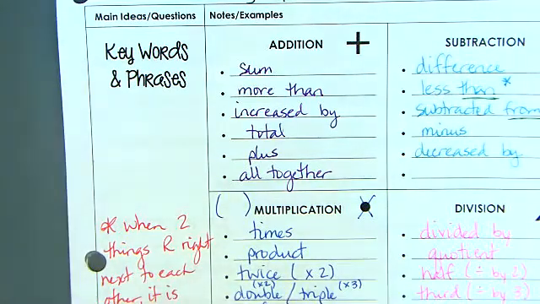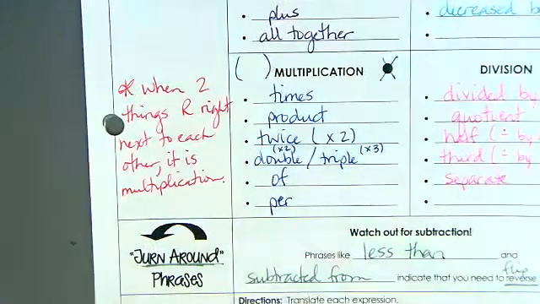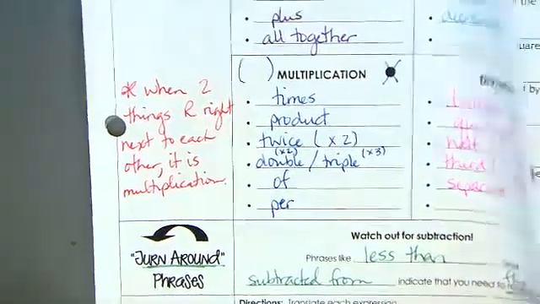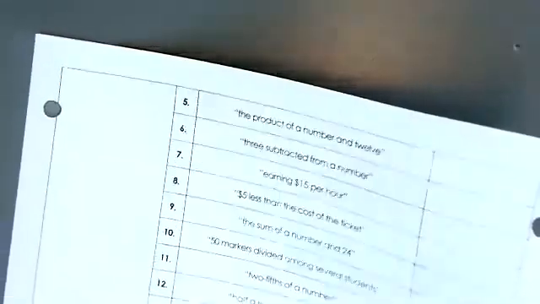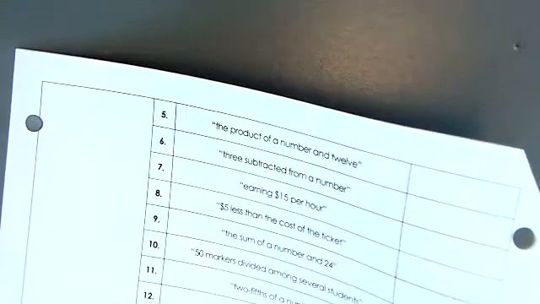It's understood to be multiplication. When two things are right next to each other, it is multiplication. And turning this page over, excuse me, we'll work a couple more examples together. And then we're going to go in the opposite direction.